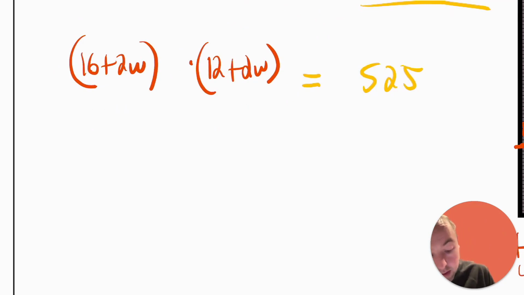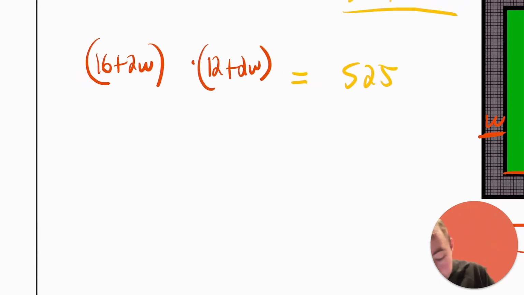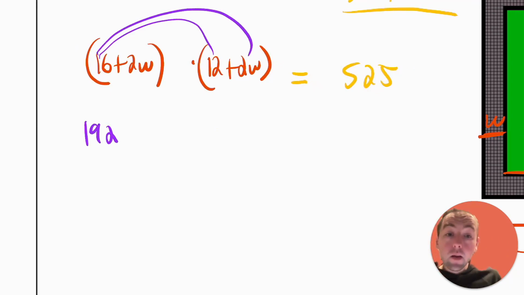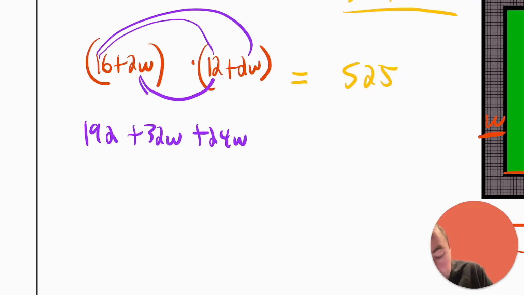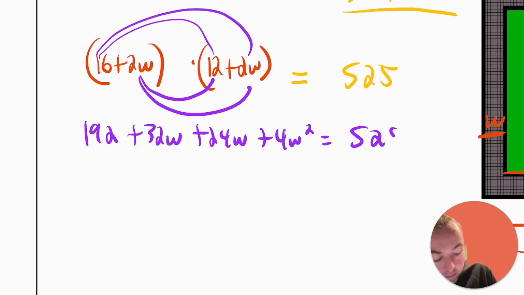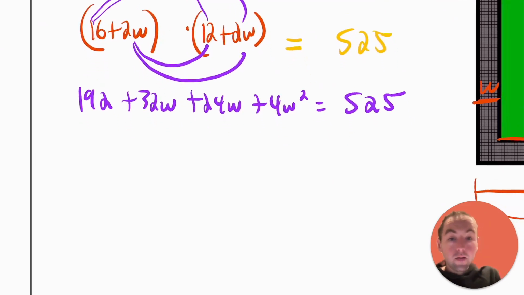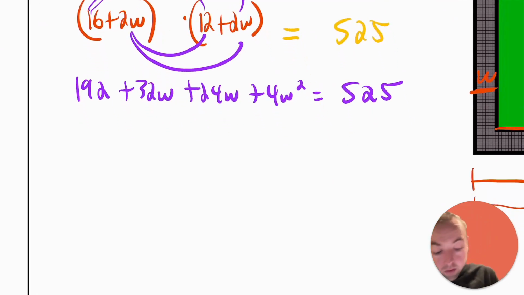So we can use this to solve and hopefully find the value of W that's going to make this true. There's a little bit of FOILing that we can do right here. We can do 16 times 12, which will give you 192. And then 16 times 2W gives you 32W. And 2W times 12 gives you 24W. And then 2W times 2W gives you 4W squared. And that's going to be equal to 525.